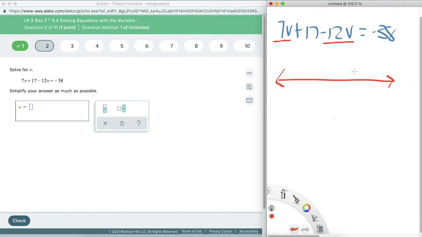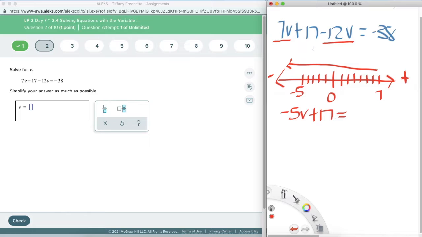So again, I like my little number line idea here. I have 0, and it should be in the middle here. 1, 2, 3, 4, 5, 6, 7. There's 7. And remember, this is my minus direction, this is my plus direction. So I want to take 12 away. I'm going to go to the left 12 spaces. I'm going to subtract it. Well, I only have 7 to take away to get to 0, but I need to get up to 12, so I need to go 1, 2, 3, 4, 5 more, and that's in my negative. So negative 5v plus 17, because 17 didn't change, and neither did negative 38.